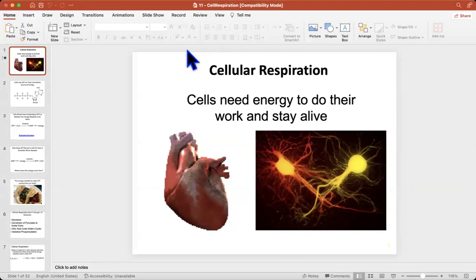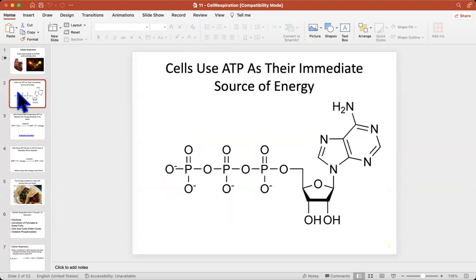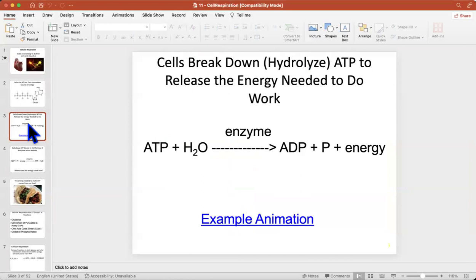Well, in cellular respiration, every living cell needs to use ATP as the energy source. So cellular respiration explains how to produce ATP from the energy in the food you consume. So the energy source is ATP.